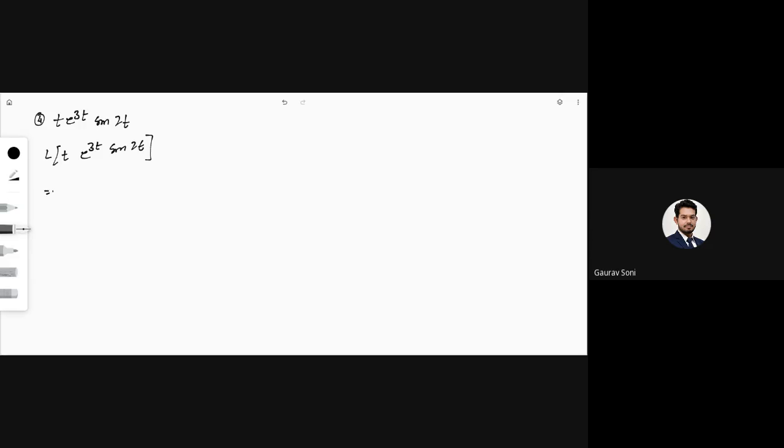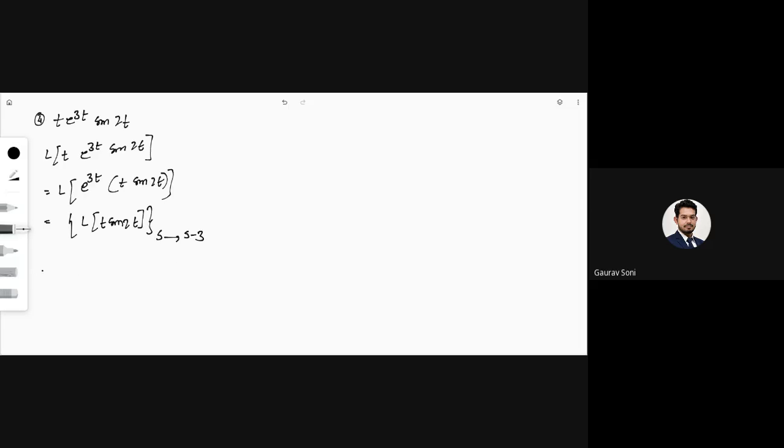So first of all, I can always remove e to the power 3t. So what I'm saying is we will write it down in this pattern, e to the power 3t, t sine 2t. By our first property, I can remove e to the power 3t and take Laplace of t sine 2t, but at the end I will have to replace s by s minus 3. So we need to find Laplace of t sine 2t, and in whatever answer I get, I will replace s by s minus 3.